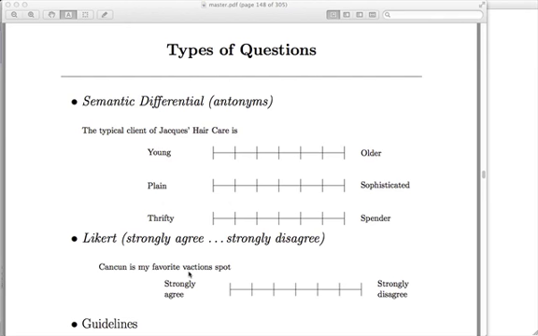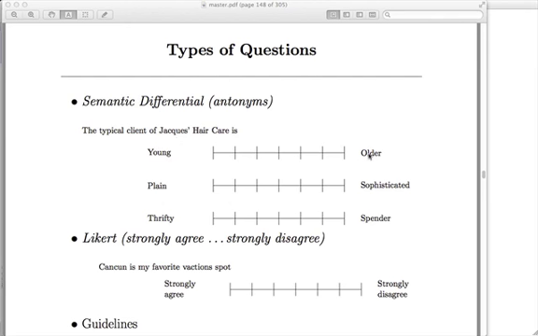At this point, I'm going to run you through some very commonly used questions, and then we'll go through some common mistakes that people often make when they're writing questionnaires. So these two types of scales, the semantic differential and the Likert scale, are really good. Use them.